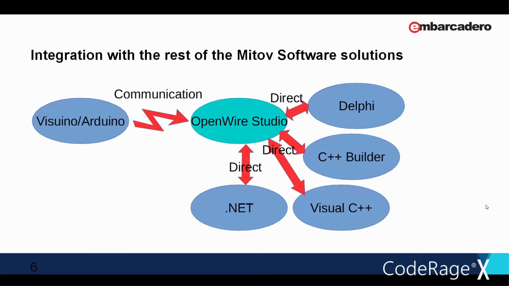Now that you know how to use OpenWire Studio projects inside Delphi or C++ Builder, it is time to look at the big picture. In addition to RAD Studio, OpenWire Studio can be integrated with .NET applications such as C# or Visual Basic .NET, as well as Visual C++ applications. OpenWire Studio also can communicate with Arduino boards programmed with Visuino.